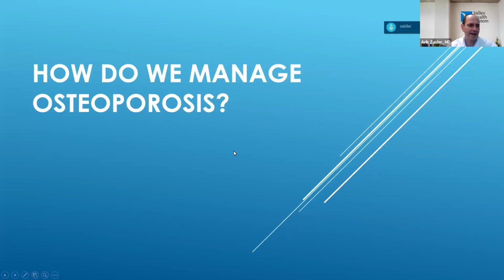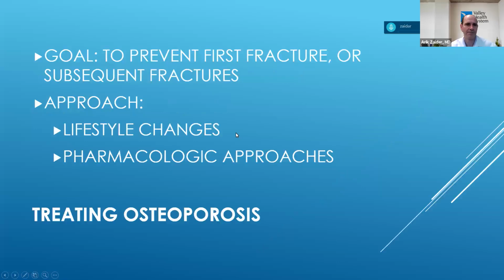Okay, so managing osteoporosis. So how do we manage it? Okay. Remember the goal. The goal of osteoporosis treatment is not necessarily to get the best T-score ever. The goal is really to prevent fractures. That's what we want to do. And if there's been a fracture already, well, we want to prevent that next fracture. Okay, so there's a twofold approach. There's lifestyle and there's pharmacologic, meaning medications. And both are equally important and both have their role.